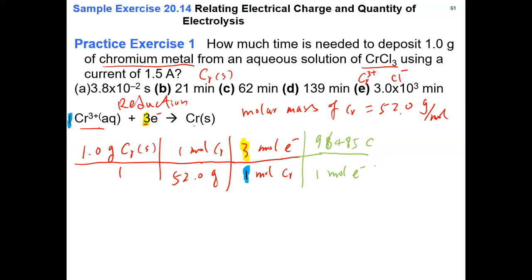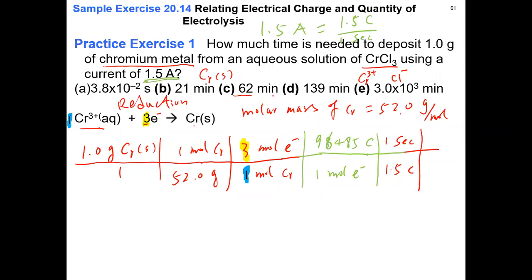All right, you can keep going. So next is using the current. Okay? So we were given this current. When you see 1.5 A, that means 1.5 C over 1 second. Therefore, we can use that for the next fraction. So we use 1.5 C and 1 second.